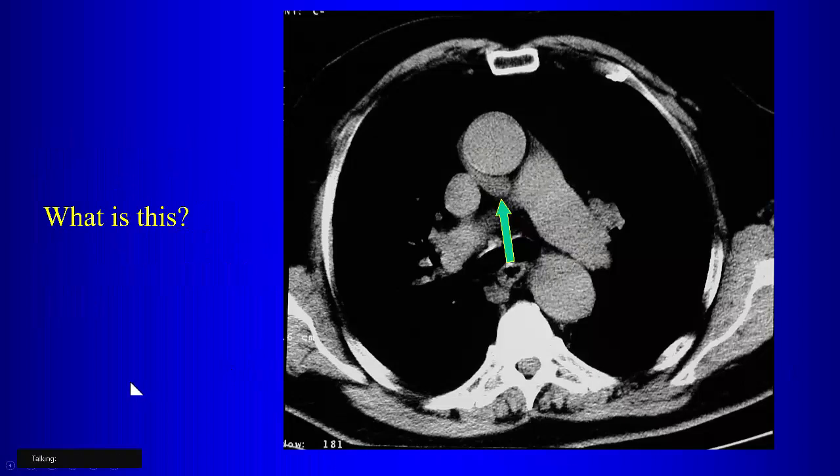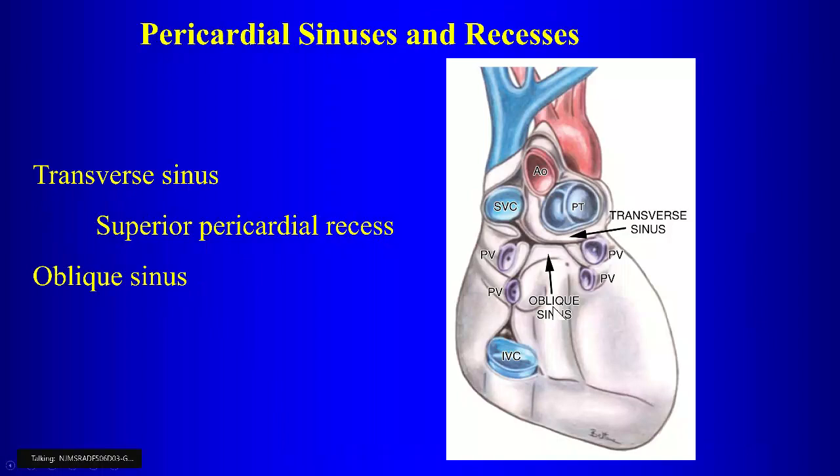What's the arrow pointing to? Pericardial recess. Yeah, so this is fluid in the superior pericardial recess. This is the most common pericardial recess that you'll see on CT. You want to recognize this as a normal finding. You don't want to mistake this for a dissection or lymphadenopathy. It's usually fluid attenuation, and it's right there behind the ascending aorta.